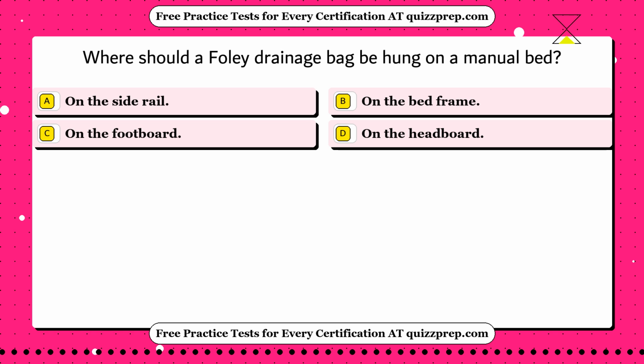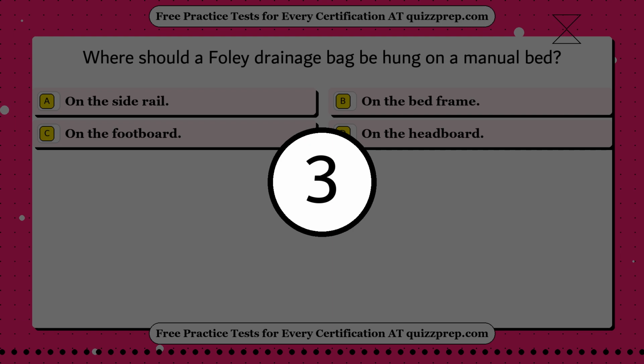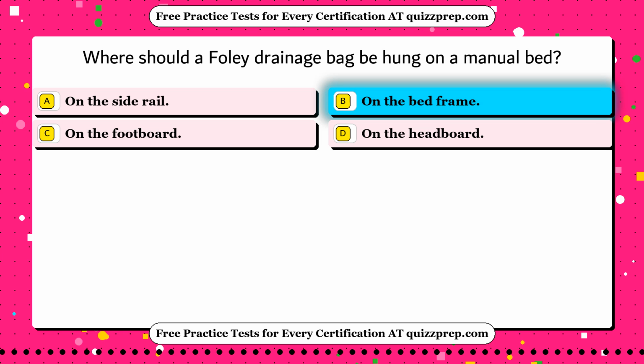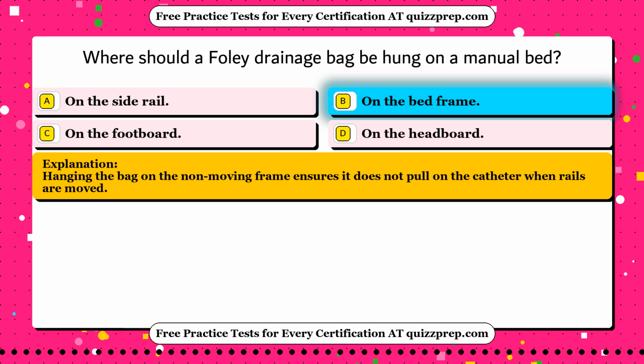Option A, on the side rail. Option B, on the bed frame. Option C, on the footboard. Option D, on the headboard. The correct answer is option B, on the bed frame. Hanging the bag on the non-moving frame ensures it does not pull on the catheter when rails are moved.